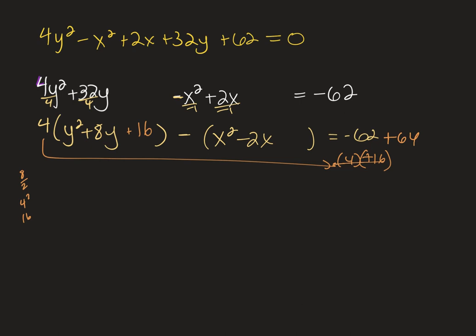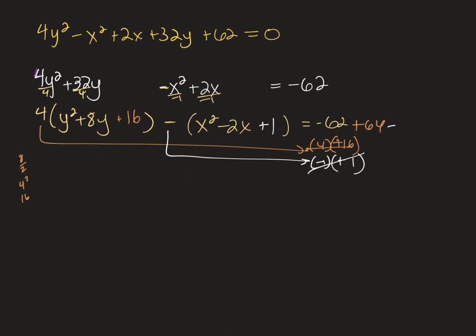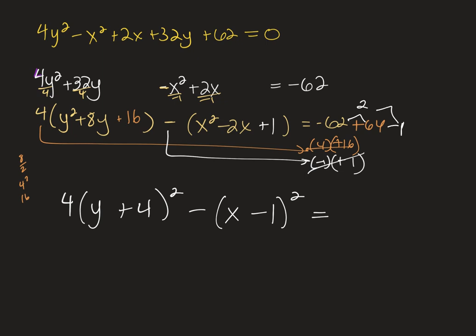Now I'm going to do the same thing with the x. Take that 2, divide it by 2. It's 1. 1 squared is 1. Add the 1 here. And again, normally I'd add it to the end, but I have to multiply by a negative 1 first, which means I'm actually going to subtract 1. So I have 4 times (y plus 4) squared, minus (x minus 1) squared, equals negative 62 plus 64 is 2, minus 1 is 1.